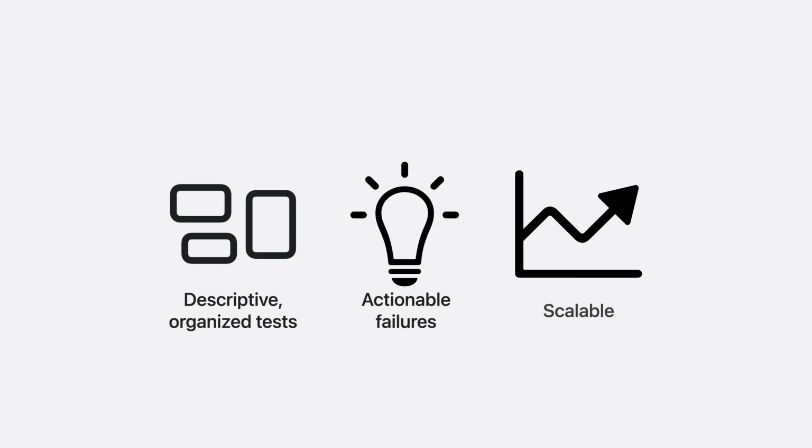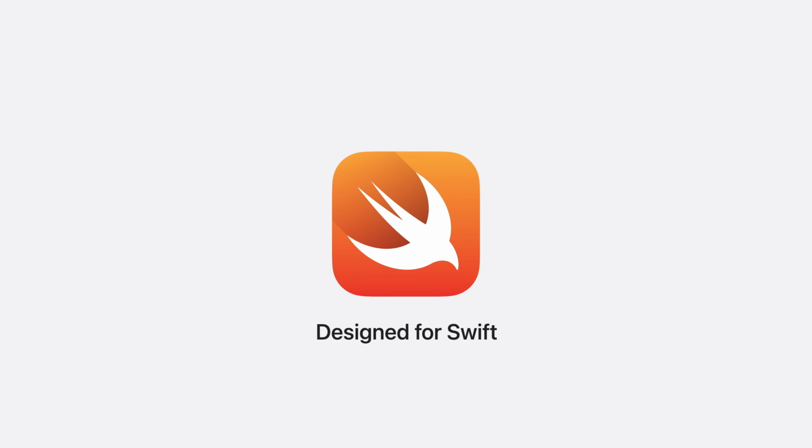It includes powerful capabilities for describing and organizing your tests. It gives actionable details when a failure occurs, and it scales to large codebases elegantly. Swift testing was designed for Swift, embracing modern features like concurrency and macros. It supports all major platforms, including Linux and Windows. And it has an open development process, providing opportunities for you and the rest of the community to shape its evolution.